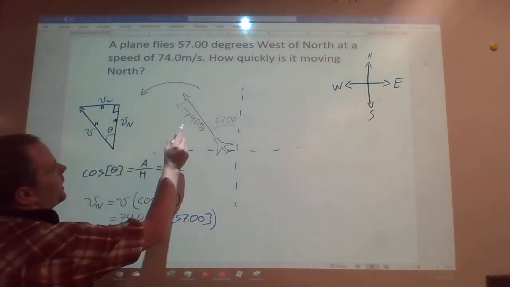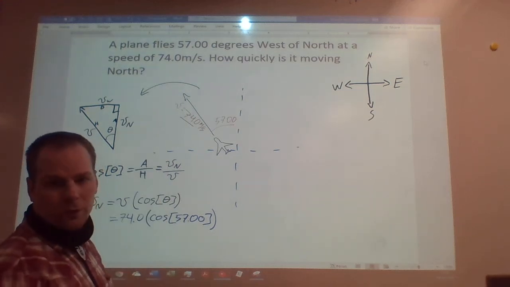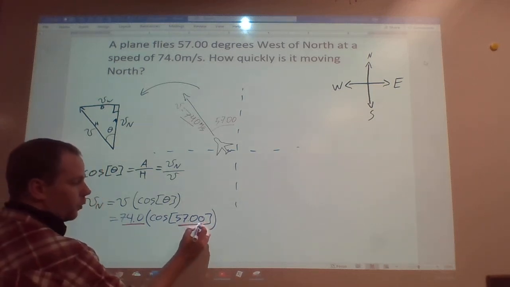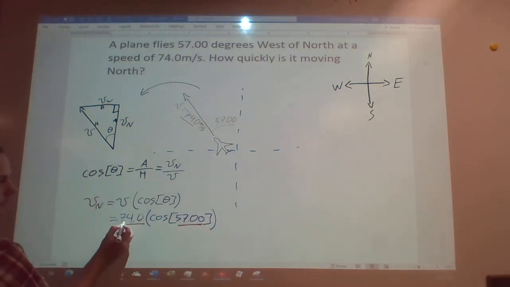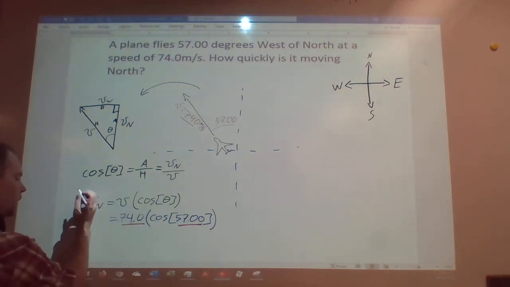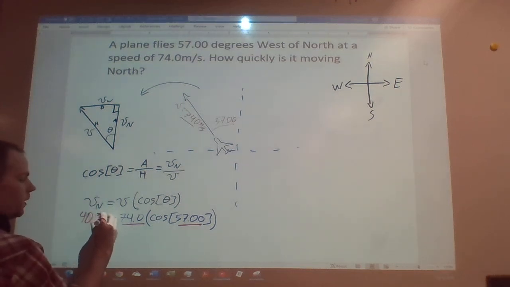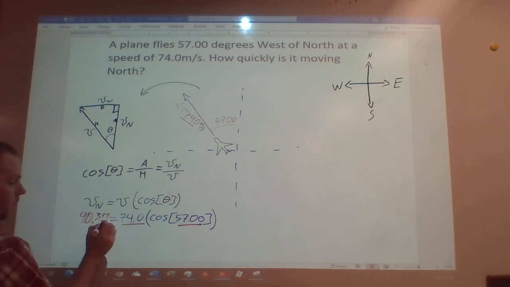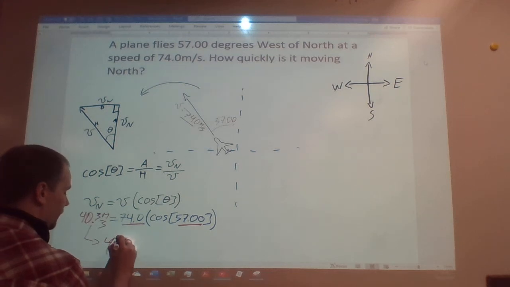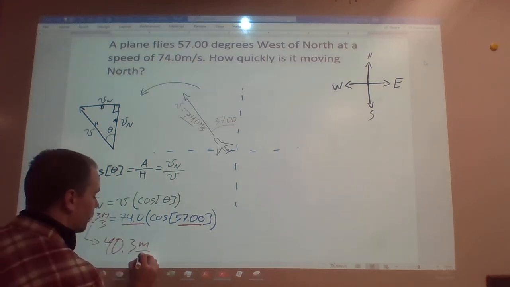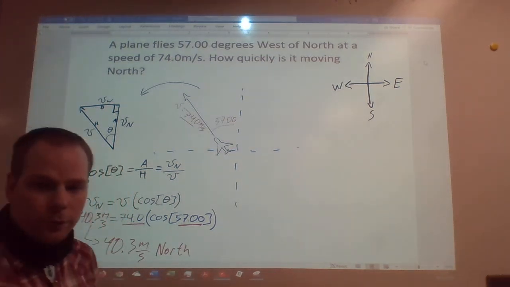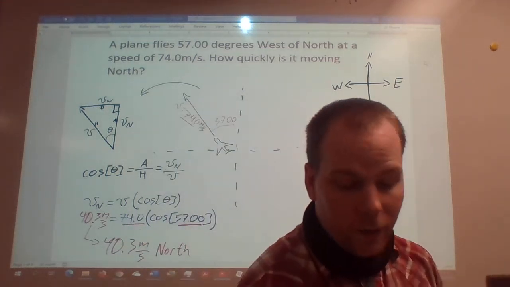We need 3 sig figs in our answer because our initial velocity only had 3. So we have 3 here, we have 4 here, so we have to ignore that 4th one. We drop 1 off, we end up with 3 digits, so that's going to be 40.3 meters per second. And the actual answer would be 40.3 meters per second north. Technically, we have to include the direction. And that is it.